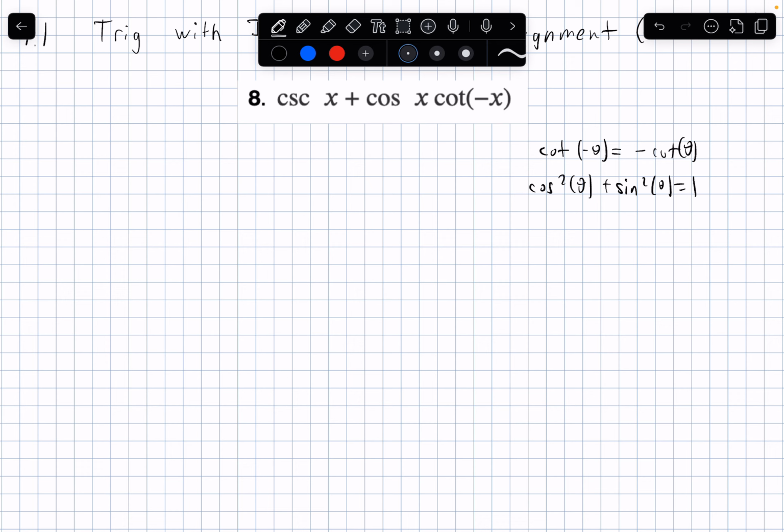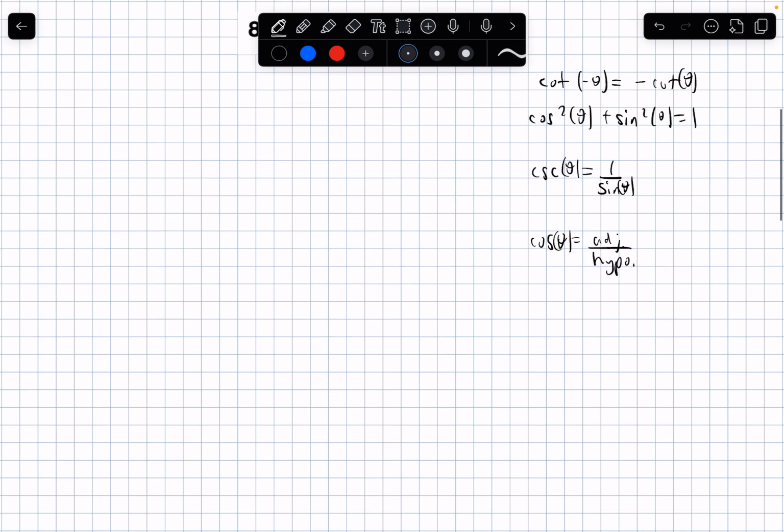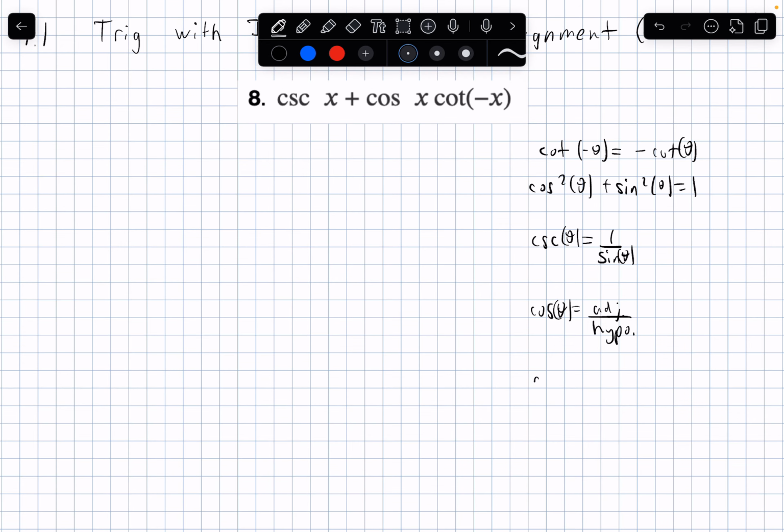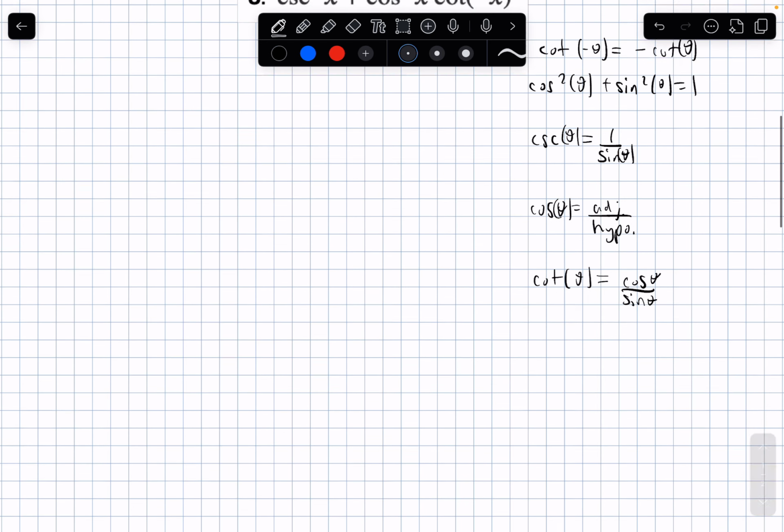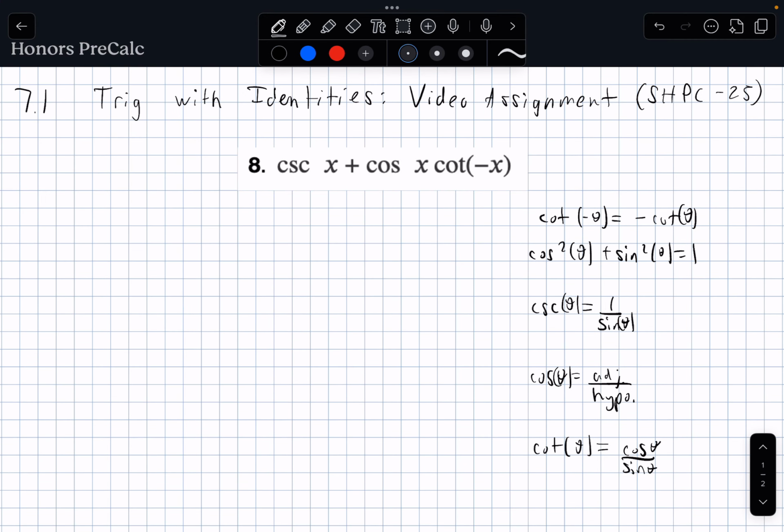And then I'm just going to define the three trig functions that we're actually using in this problem. So cosecant of theta equals 1 over sine theta. Cosine of theta equals adjacent over hypotenuse. And finally, cotangent of theta equals cosine theta over sine theta. Those are the three that we're using.